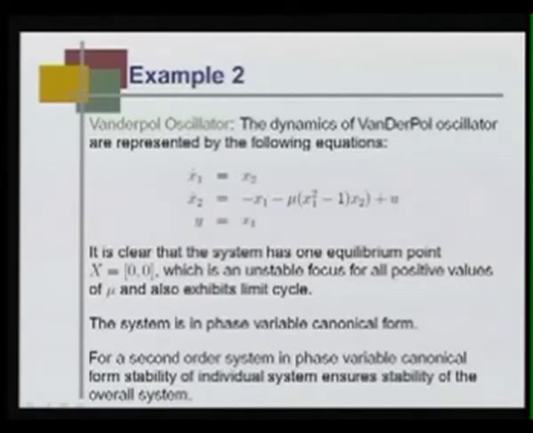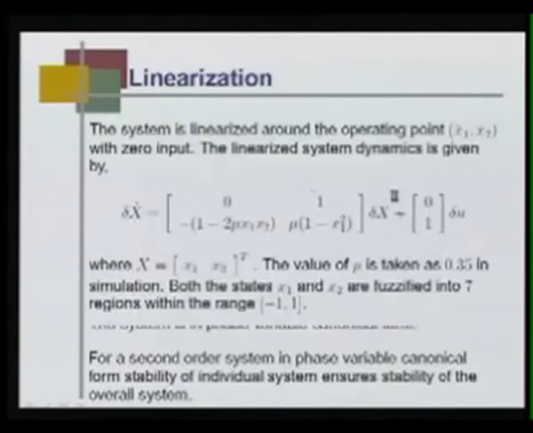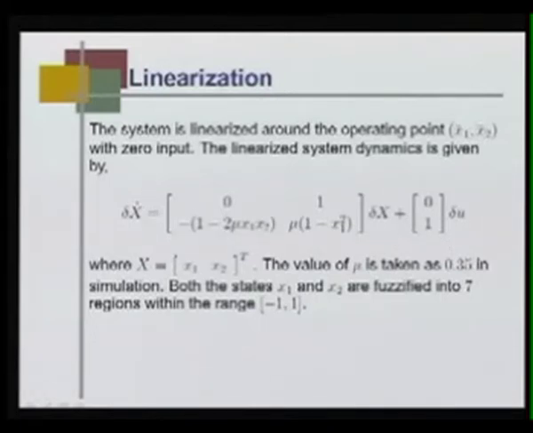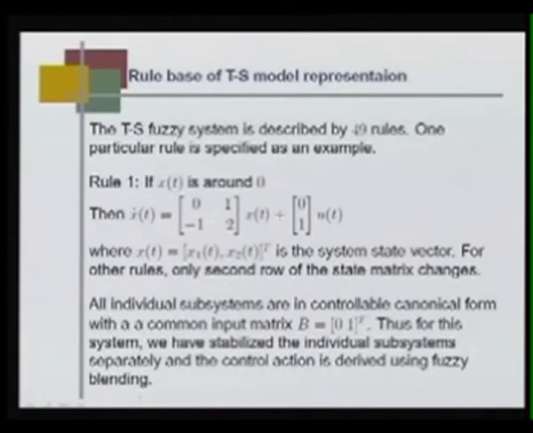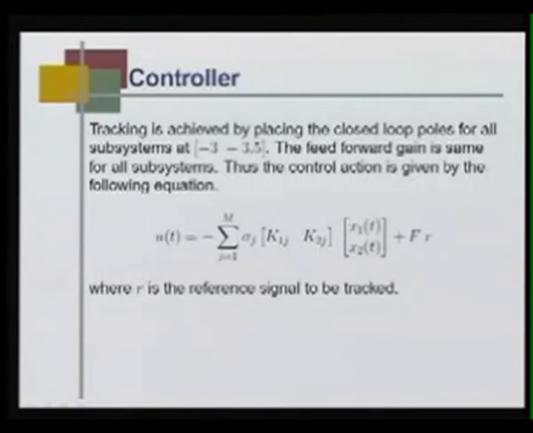Now, we take the second example, which is a Van der Pol oscillator. Most of you have studied this in the introduction to nonlinear systems, because it is a very classic example of a nonlinear system. x1 dot is x2, x2 dot is this quantity, and y is x1, a single input single output system. Okay. And if I linearize this system, I have this particular form, and you can easily see my B matrix is [0 1], and hence this is common for all subsystems. In the A matrix also, the 0 1 is common for all subsystems, only the second row varies according to x1, x2 and x1 square. So, we can linearize that, and one example is: if x(t) is around 0, then x dot(t) is [0 1; -1 2] x(t) plus [0 1] u(t), and similarly we have 49 rules. Using this, the controller is designed.